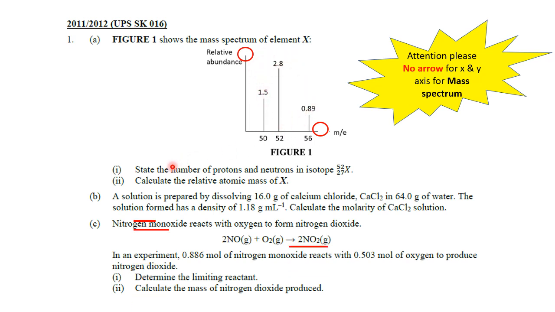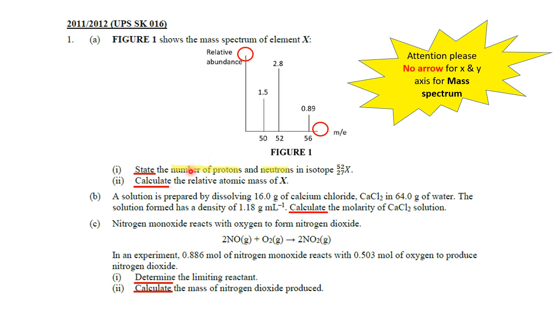So for the first one, we have to identify the command words. State, calculate, and here, determine the limiting reactant and calculate the mass of nitrogen dioxide. I think you're quite familiar. If it says state, you just state. Calculate, you have to show the steps involved in the solution. And determine, you just state which one. How are you going to determine the limiting reactant?